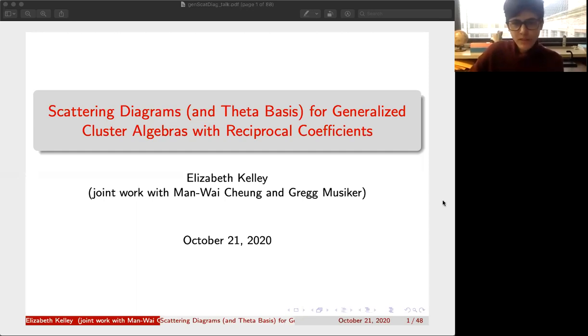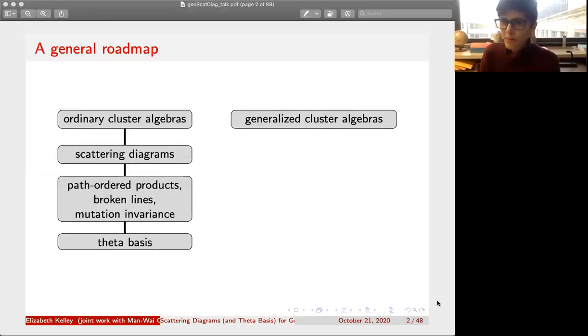So let me maybe start by giving you a little bit of a roadmap for the structure of my talk. I think of this talk as having two parts. The first half is more expository. That's the left side of this diagram. I'm going to talk a little bit about what a cluster algebra is in case you're not familiar. I'm going to talk a little bit about what this scattering diagram construction is. I'll define a couple things called path-ordered products, broken lines, mutation invariance, just some properties and objects that we'll need. And then I'll talk about what the theta basis is, how it was defined for ordinary cluster algebras, and why we wanted to define it in the first place.